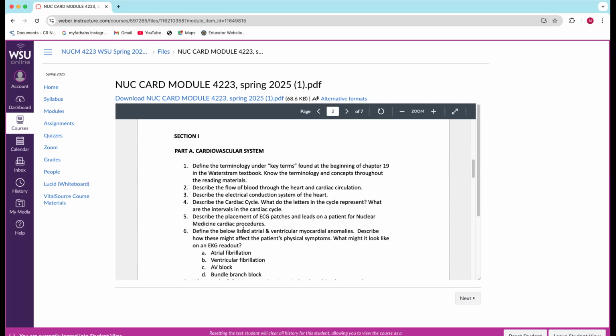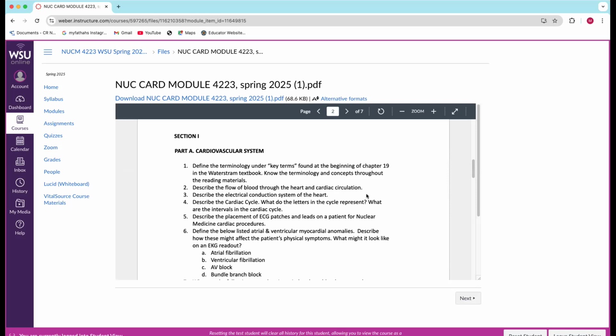Define the terminology under key terms found at the beginning of chapter 19 in the Waterstrom textbook. Know the terminology and concepts throughout the reading material. So for question number 1, you're going to go to that chapter in Waterstrom, and at the first of the chapter, there's a bunch of terms. I just want you to basically go through and do definitions so that you understand and know those terms, right? And so the next one, describe the flow of blood through the heart and cardiac circulation. We're going to be talking about that today. And so I'll kind of show you what that is.